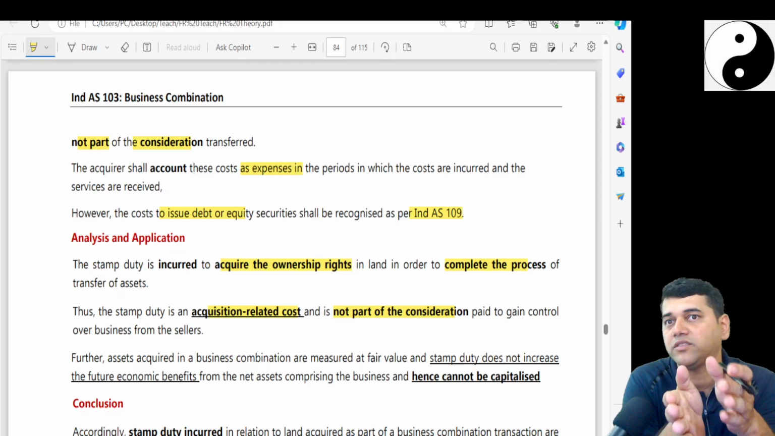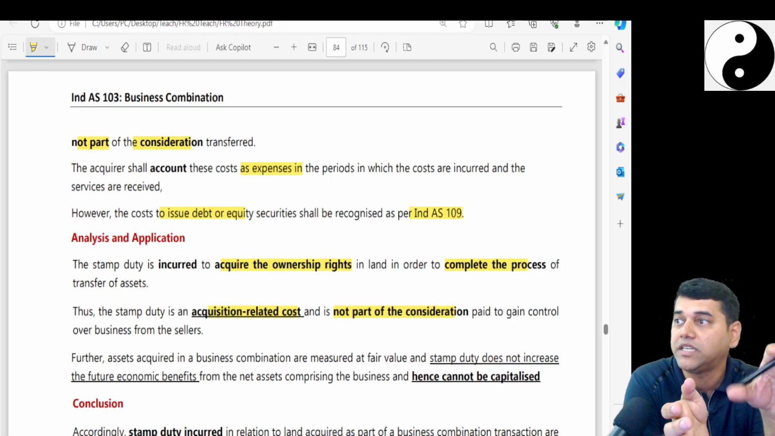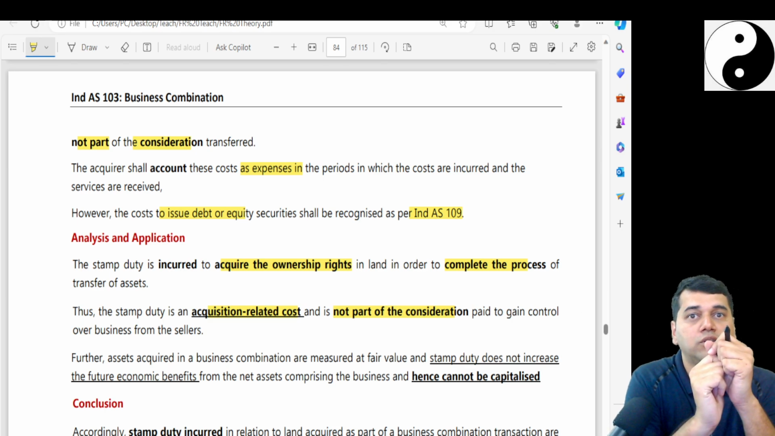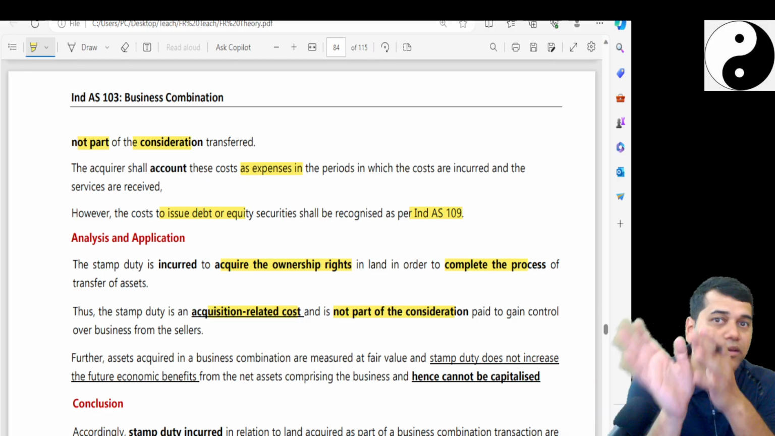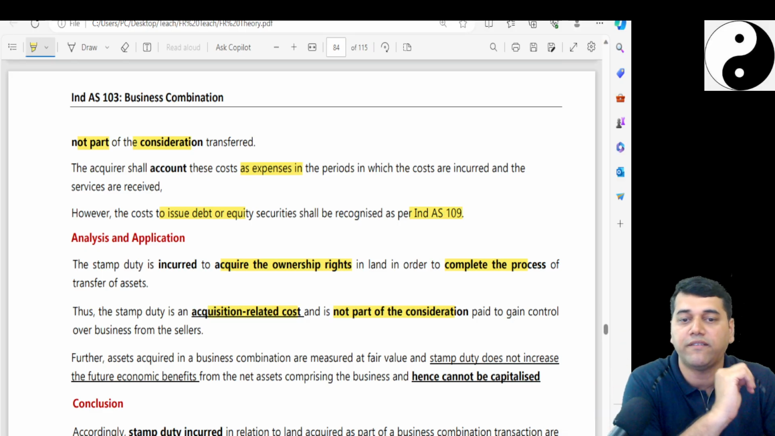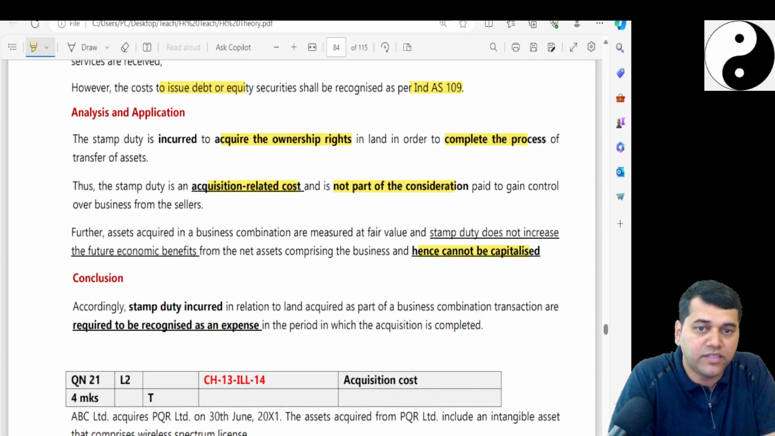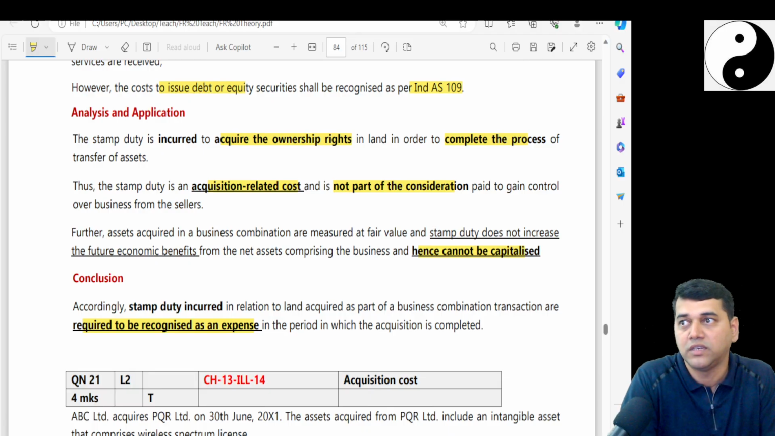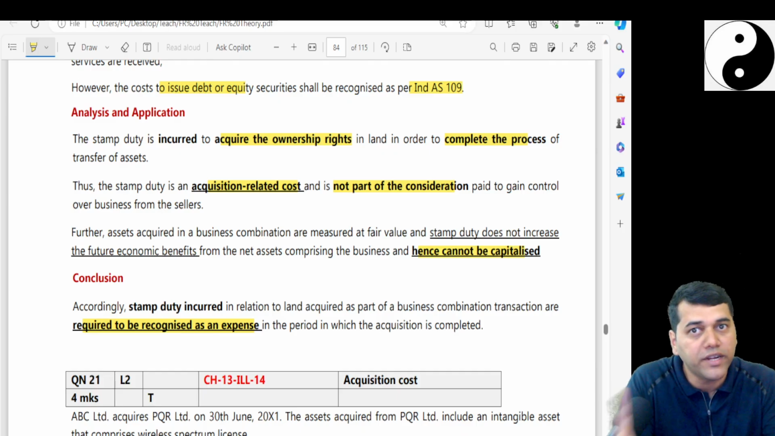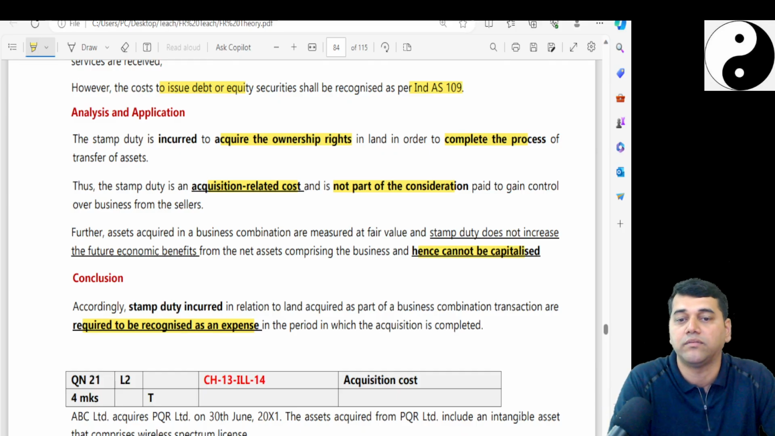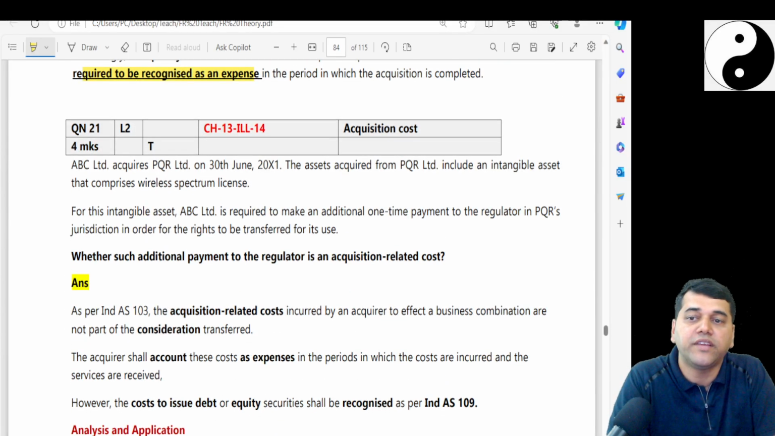See, in every purchase consideration, the owner had a liability, you took it over, you offered something to the owner. Everything is directed to the owner. But here, stamp duty you pay to a third party, and it's not going to increase the fair value. So you cannot capitalize it. It should be recognized as an expense in the P&L account. If you directly paid it, you account for it directly. If it is already included in the purchase consideration, you reduce it and account for it as an expense in the P&L.